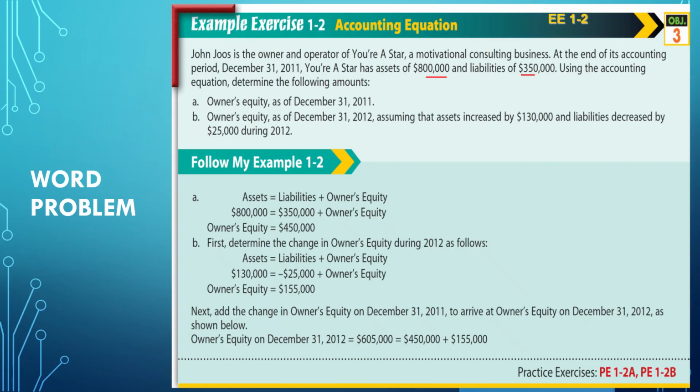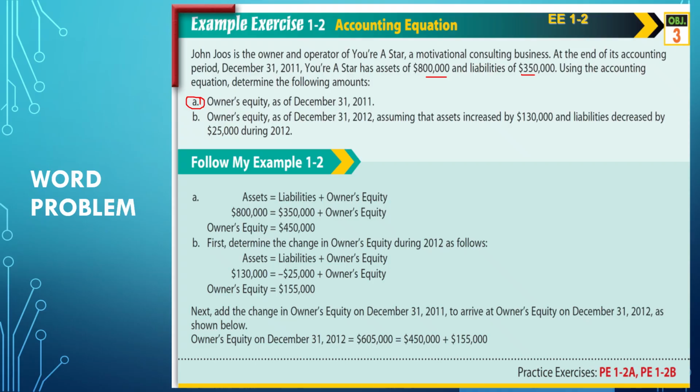So we have A, owner's equity as of December 31, 2011. B, owner's equity as of December 31, 2012, assuming the assets increased by 130,000 and liabilities decreased by $25,000 during 2012. Okay, let's solve letter A first.